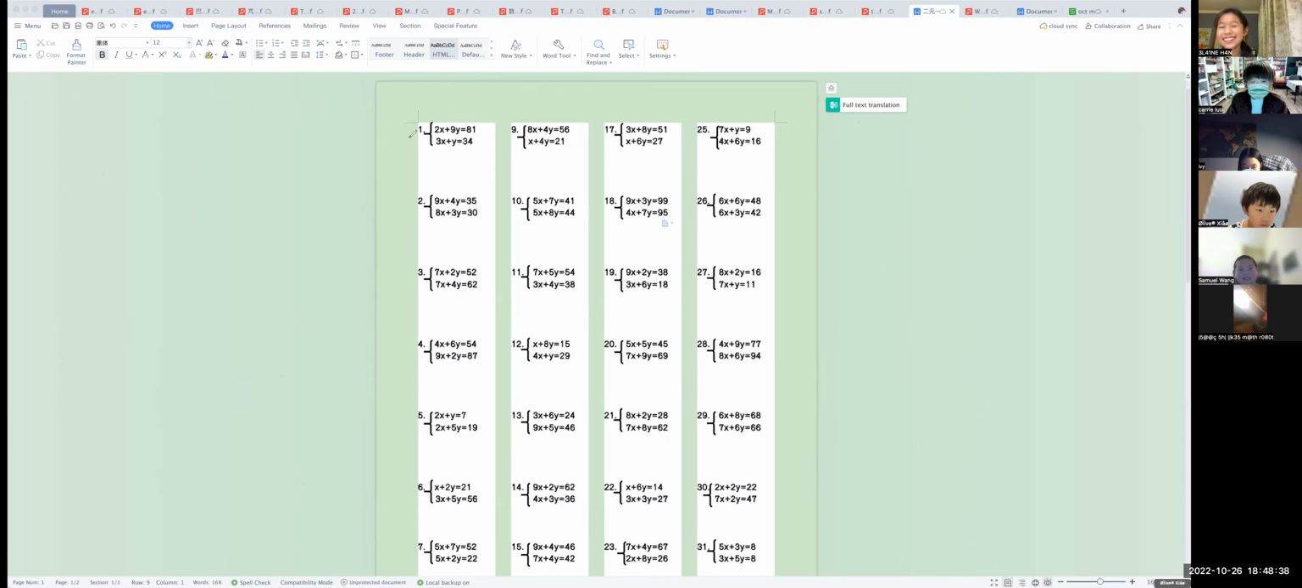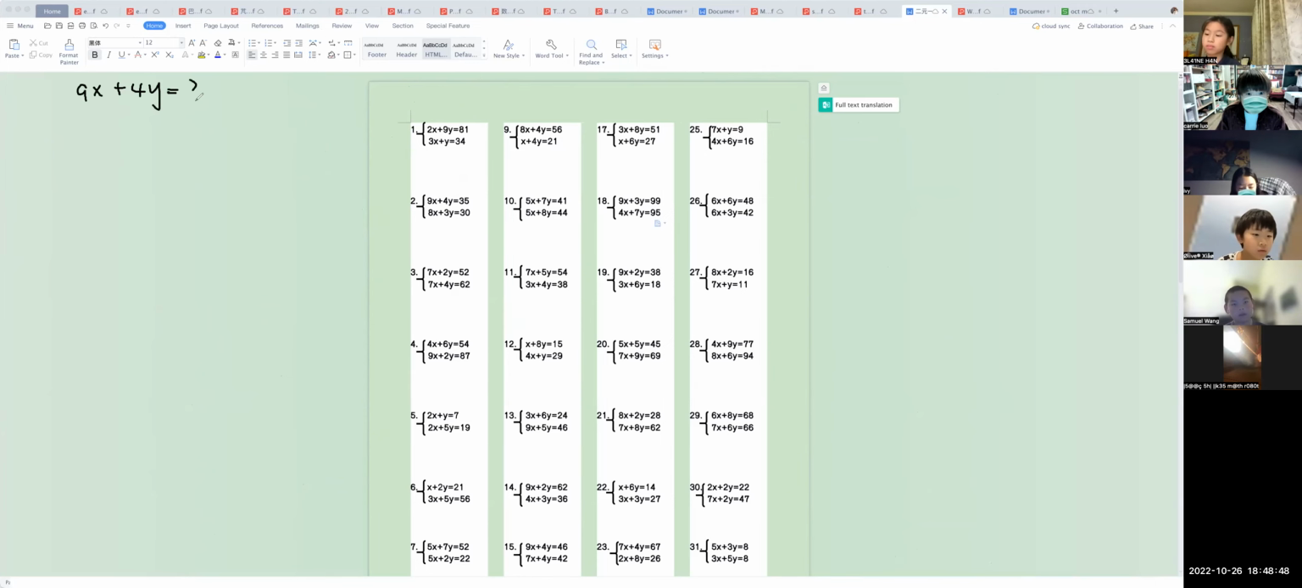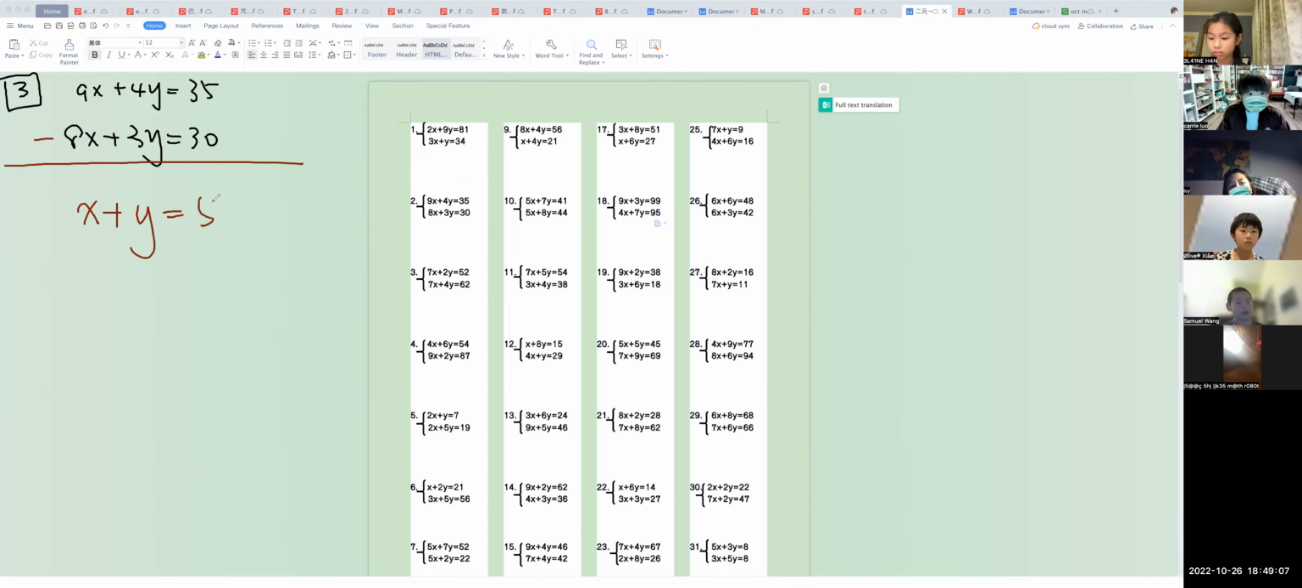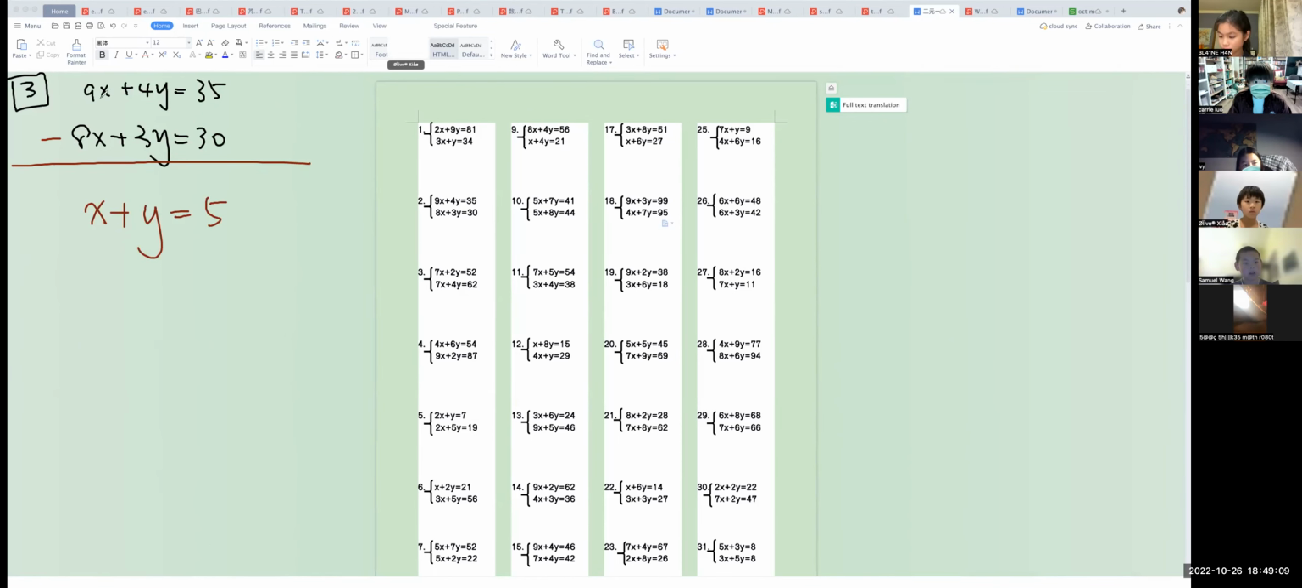Okay, everybody, if you understand how to do it, we're going to take a look at number 2. So 9x plus 4y equals 35, and 8x plus 3y equals 30. Okay, so now I'm going to introduce method number 3, subtraction. So I can just directly subtract these two. So I have x plus y equals 5. Get it, everybody? 9x minus 8x equals x, 4y minus 3y equals y. So x plus y equals 5.